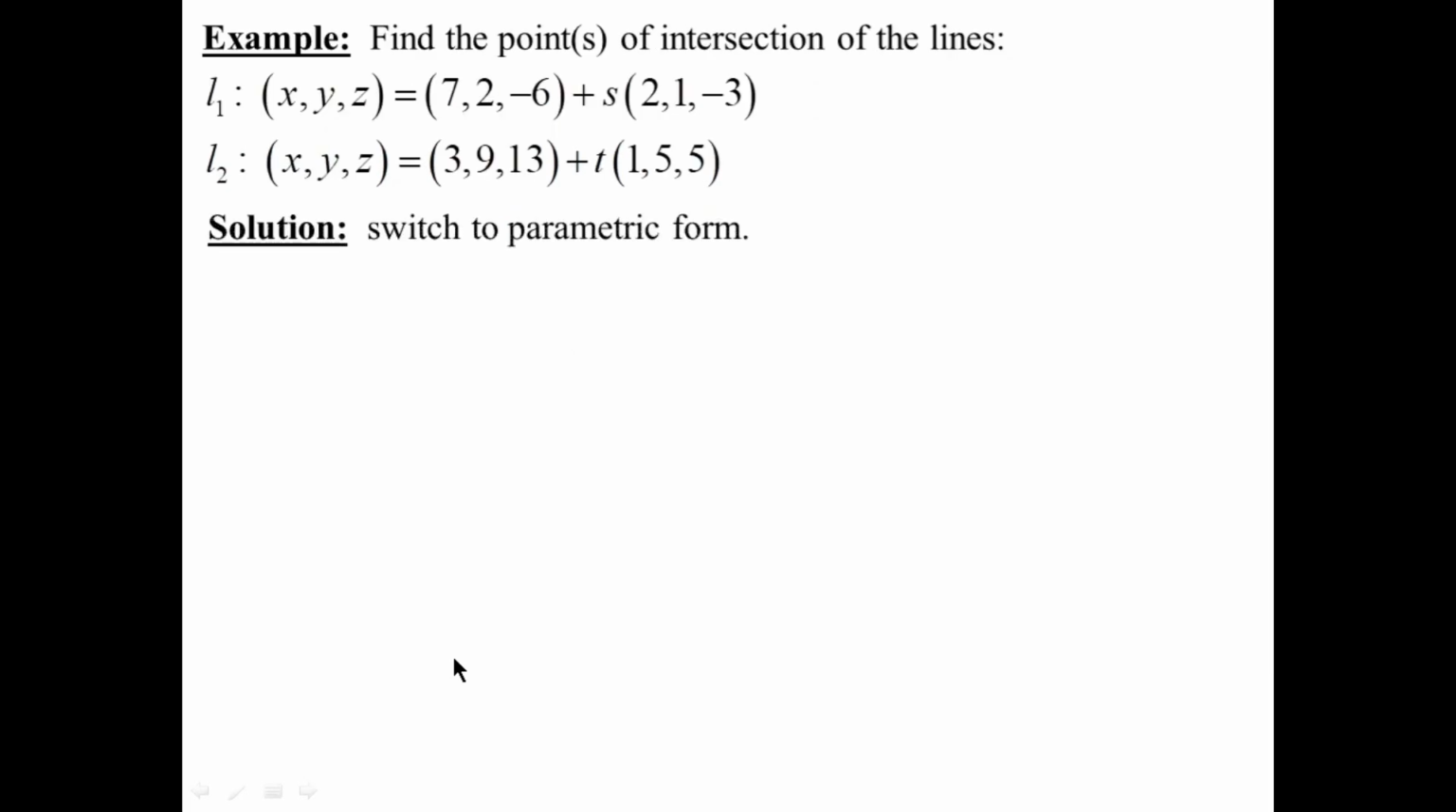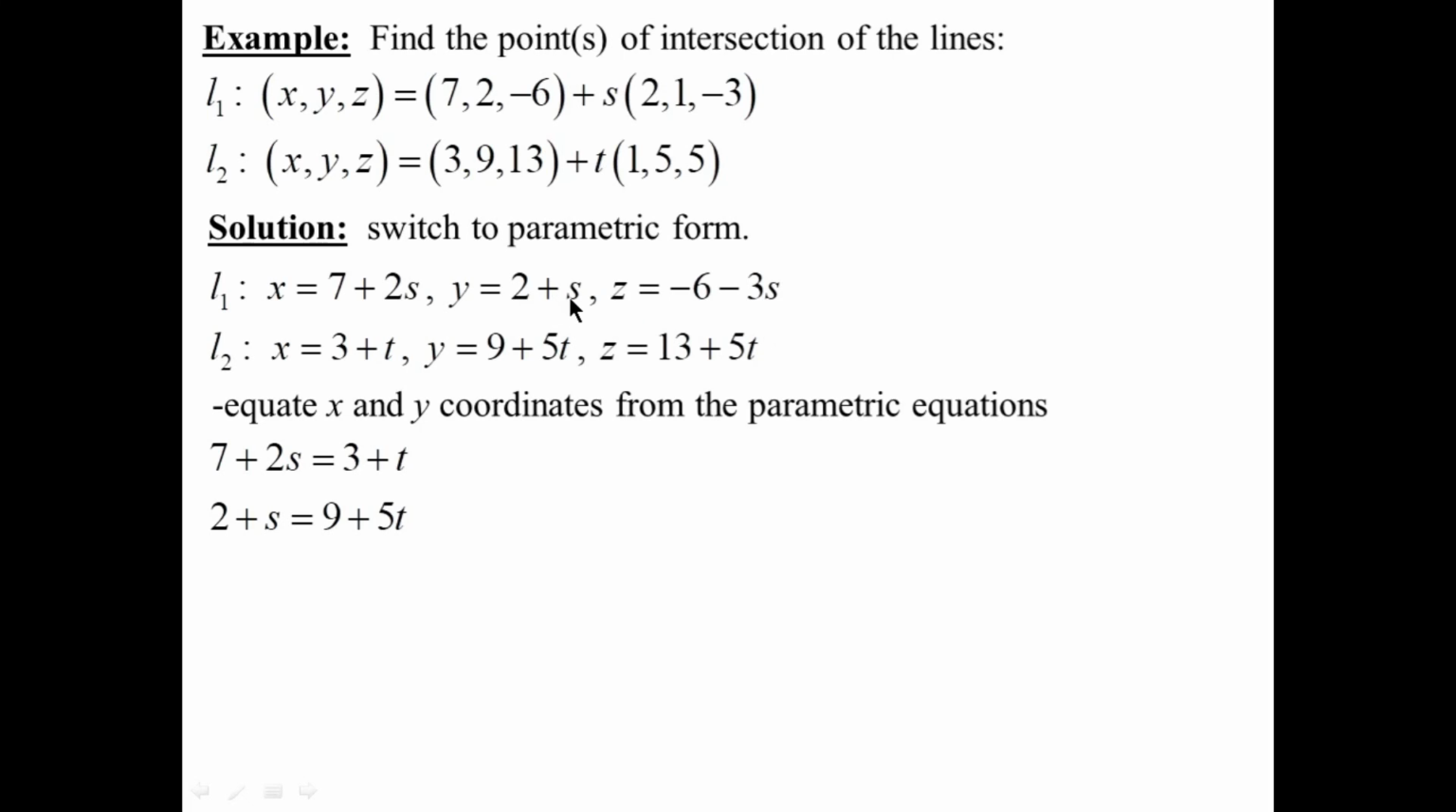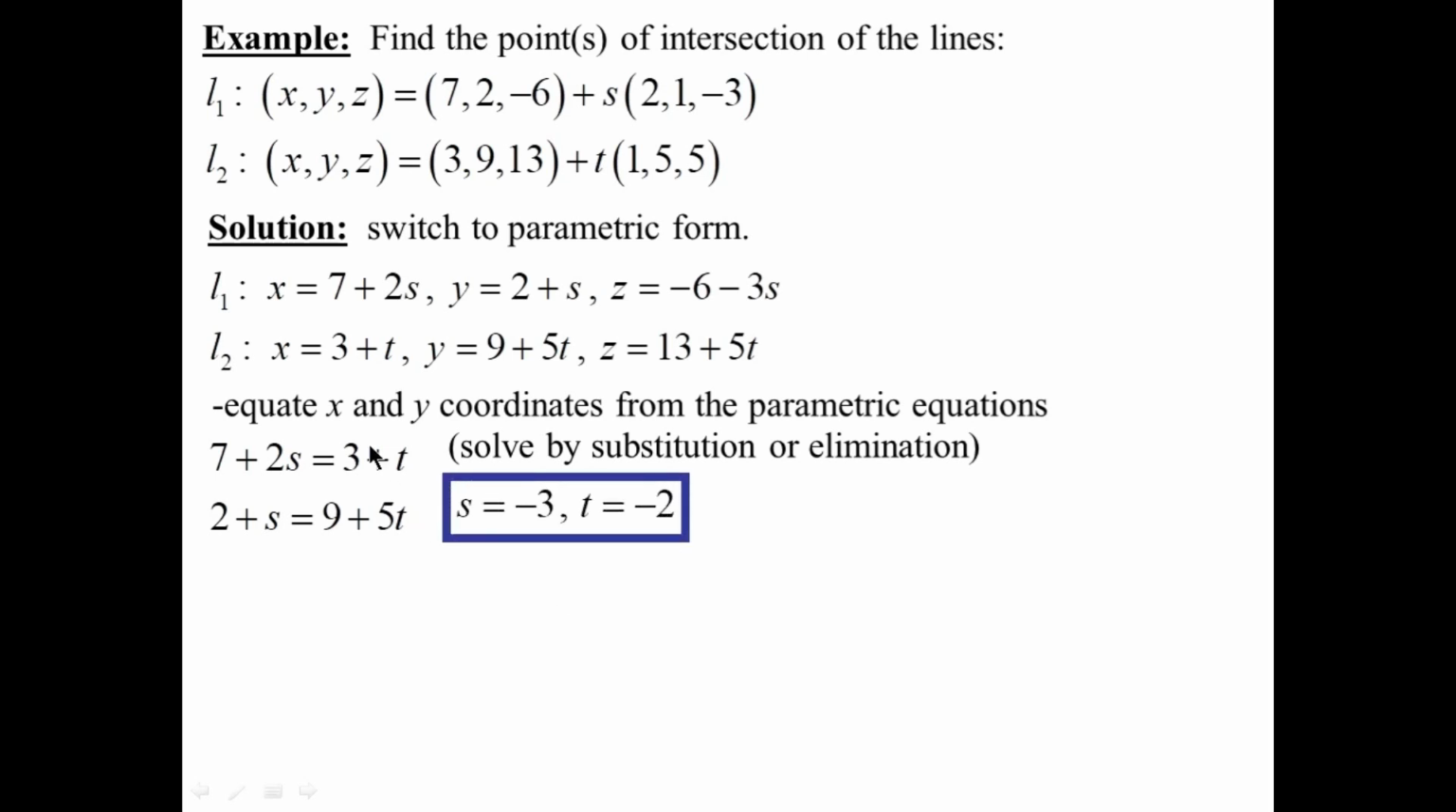There's our lines. Switch to parametric form. So line 1 in parametric form. Line 2 in parametric form. X equals 3 plus t, and so on. And so we'll take 2 equations and 2 unknowns. If they do meet at a point, then these x's would be equal to each other, and we could say that 7 plus 2s equals 3 plus t. And we could say that 2 plus s equals 9 plus 5t. Because they're meeting, they've got the same x coordinate, the same y coordinate. We've got these 2 equations and 2 unknowns. Now I'll omit the solution for how you solve 2 equations and 2 unknowns, and we just arrive at this: s equals minus 3, t equals minus 2, according to this.